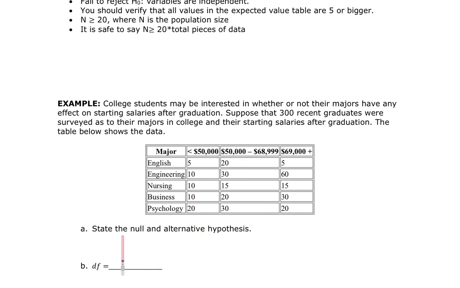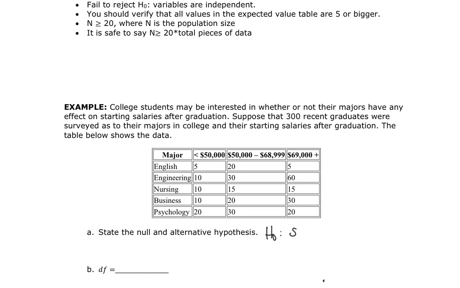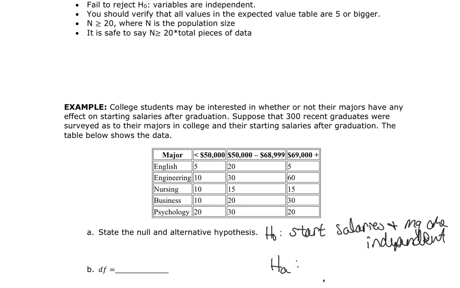So my alternative and the null hypothesis, they're always the same. The H0 is always going to be the same: the starting salaries and the majors are independent. And the Ha would be that they are not.